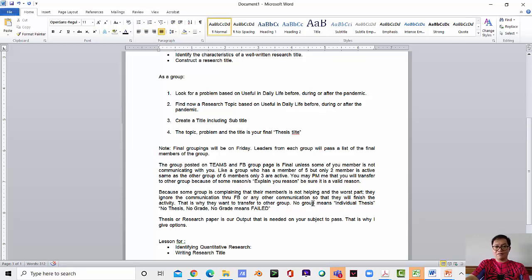Only 3 are active. So you may PM me that you will transfer to another group because of some reason. Explain your reason, so be sure it is a valid reason. Okay?